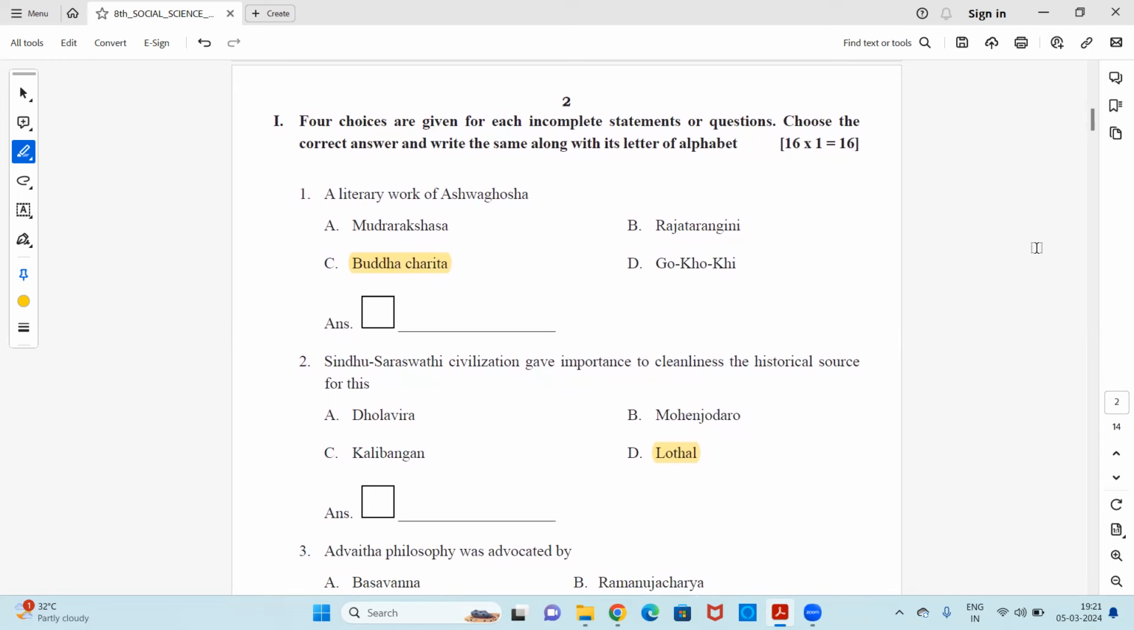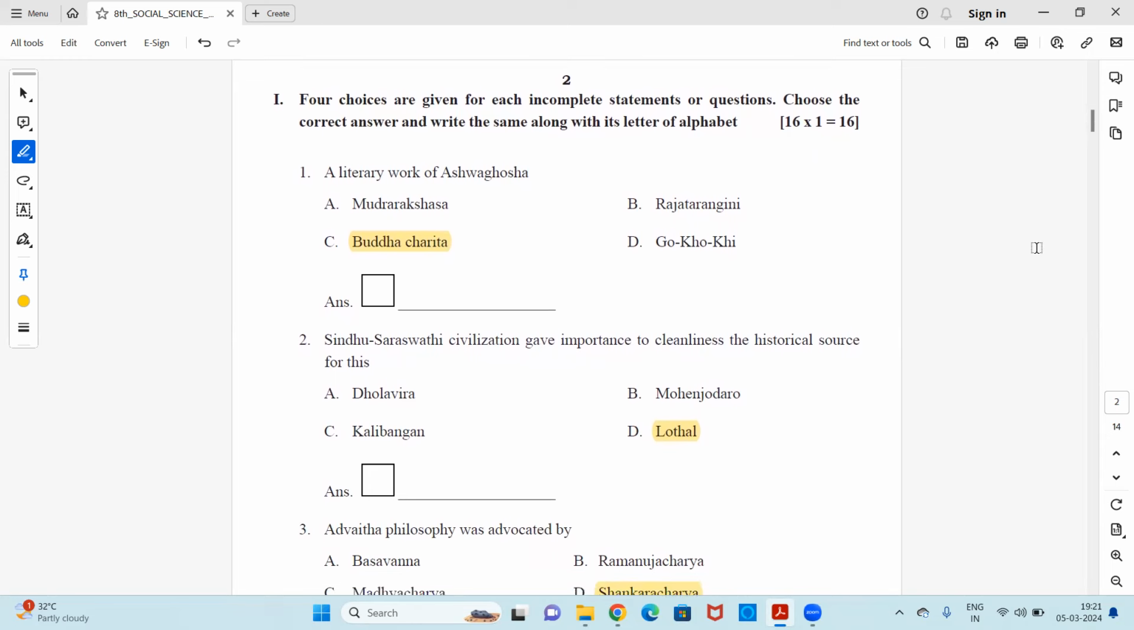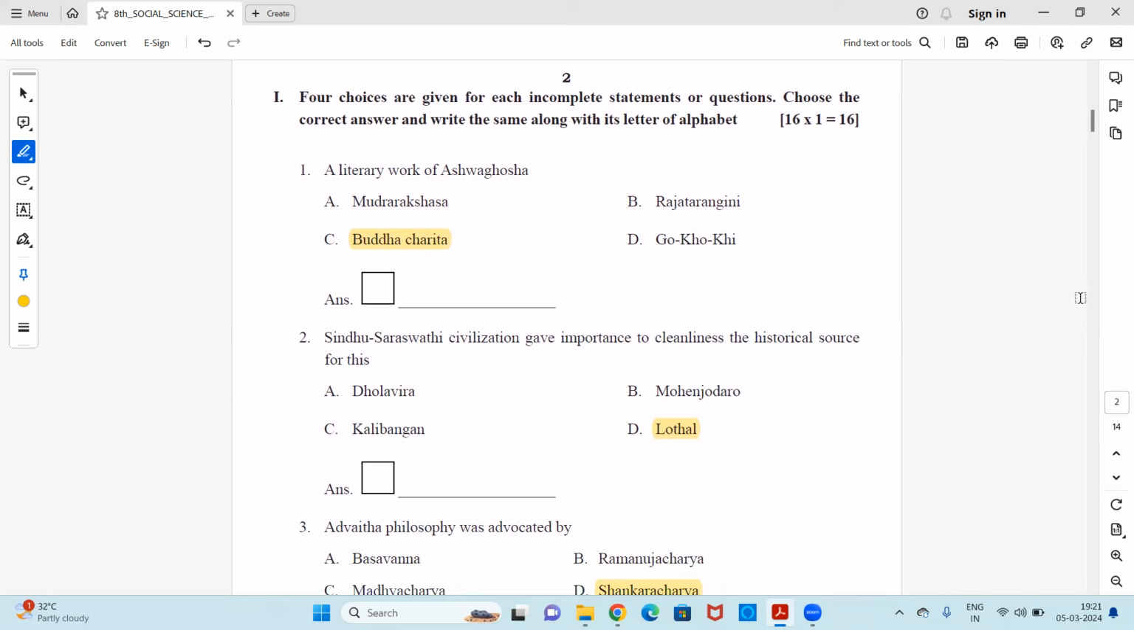This board exam paper will be of 50 marks. And here we go with the first main. The first main here is of multiple choice questions, where you have 16 questions of 1 mark each.